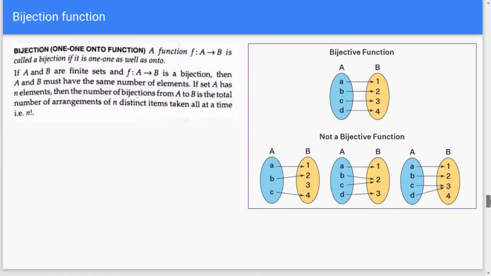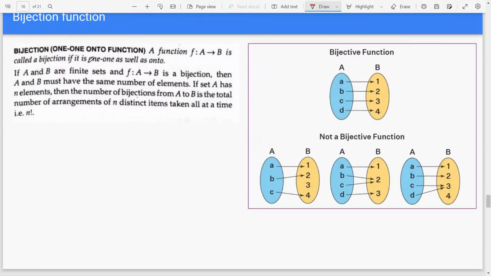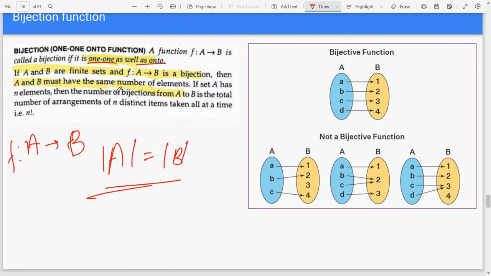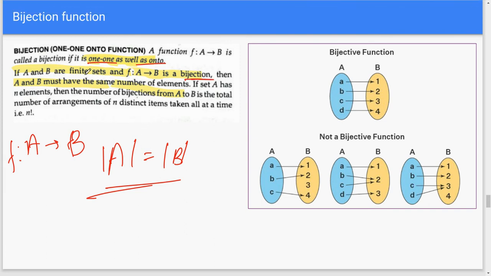So at this point of time, let's discuss the bijection function. If a function is both one-one and onto, then that particular function is called a bijection function. If A and B are finite sets and f is defined from A to B as a bijection, then A and B must have the same number of elements. It is a theorem, or you can say a basic understanding, that if a function is defined from A to B, then the number of elements in A should be equal to the number of elements in B. That's the only case when the function is going to be a bijection. So if a bijection function is given, you have to assume that A and B have the same number of elements.